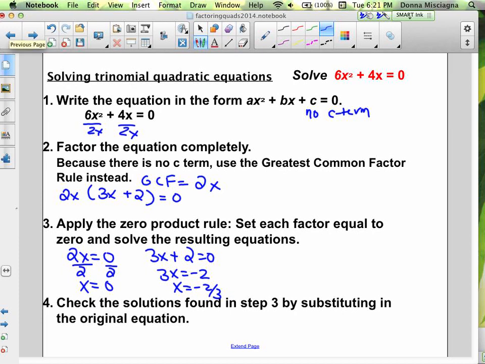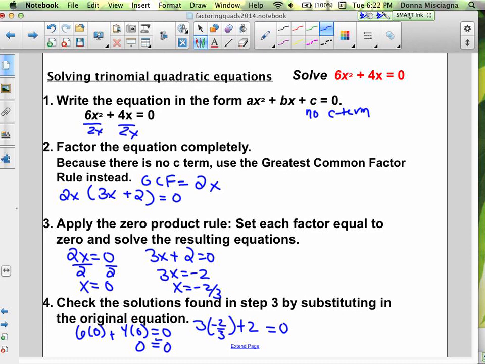And we can always check, and since I didn't do a single check, I'll check on this one just so you can see that it works out. All right, so here, if I have 6 times 0 plus 4 times 0 equals 0, well, 6 times 0 is 0, and 4 times 0 is 0. So 0 equals 0 checks out. And then we had 3 times negative 2/3 plus 2 equals 0.